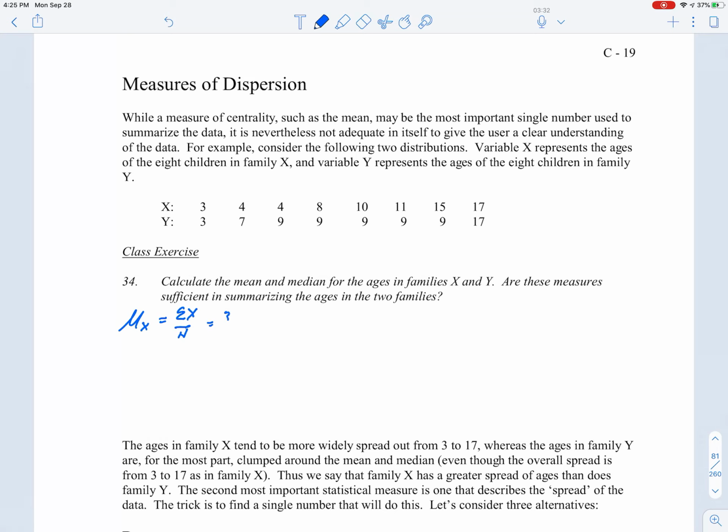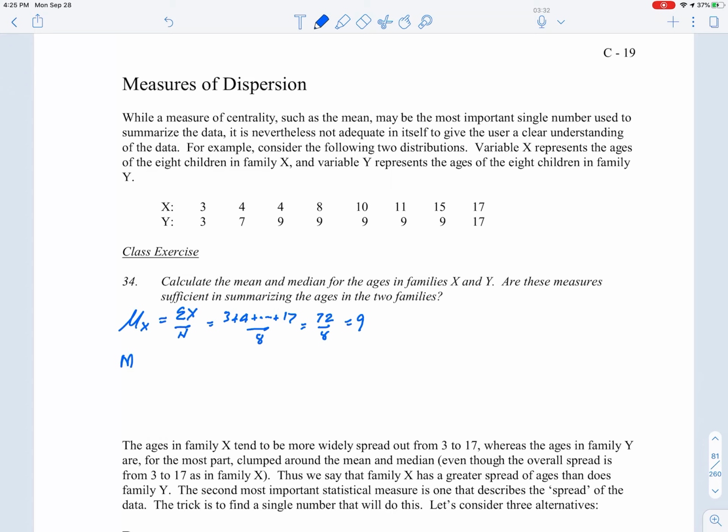And if we were to add all of these up, 3 plus 4 plus all the way up to 17, and then divide that by 8, there's 8 kids in each family, we'll get 72 divided by 8 is equal to 9. So the average age of the kids in family X is 9.